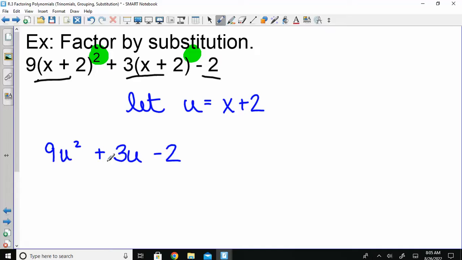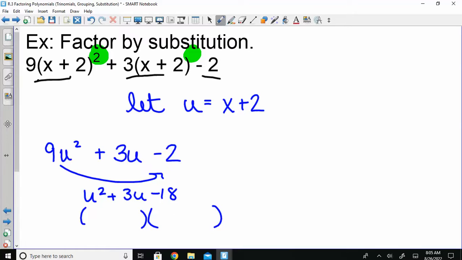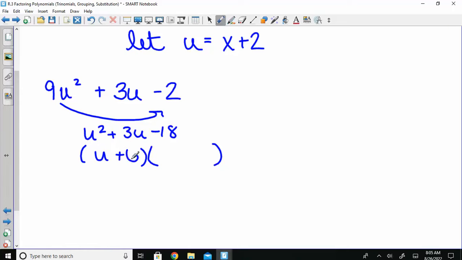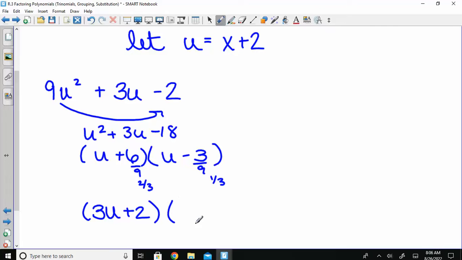Does this look like a problem you could solve? Yeah, we can bring our 9 down, so we get u squared plus 3u minus 18. What multiplies to negative 18 and adds to positive 3? Positive 6, negative 3. Okay, now what? Divided by 9. So 6 over 9 reduces to 2/3, so you bring the 3 back in front, so that's 3u plus 2. 3 over 9 reduces to 1/3, so you bring the 3 back in front, so that's 3u minus 1. Do you have to put it back in terms of x plus 2? Yes. Is everybody okay to this point?